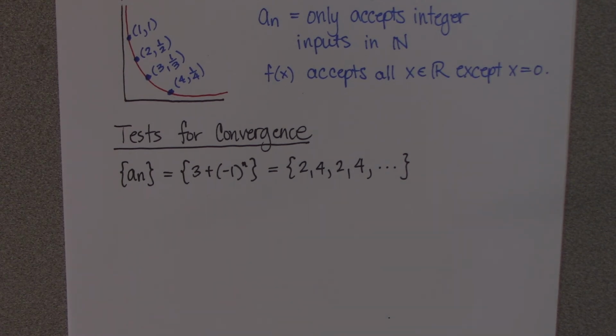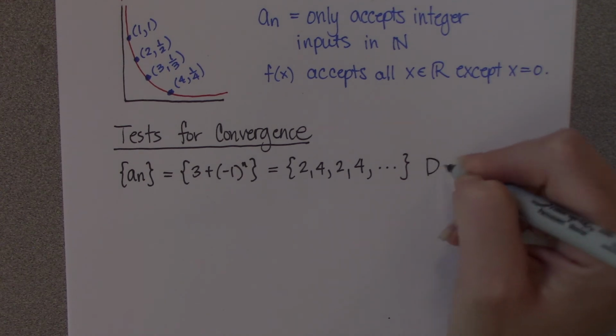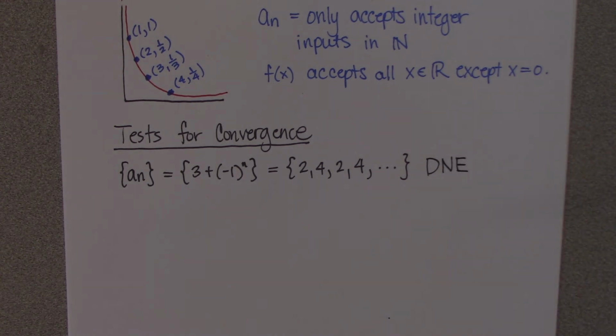But this is an example of a sequence that you can just look at and go, yeah, this thing's never going to converge, because it's just going to bounce back and forth between 2 and 4 forever, and there will never be a limit. So this is a great example of a limit that you can just tell doesn't exist. We're not getting positive infinity, we're not getting negative infinity, we just can't compute it at all.